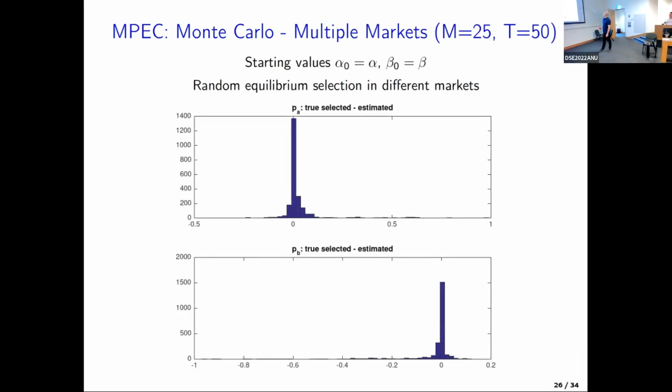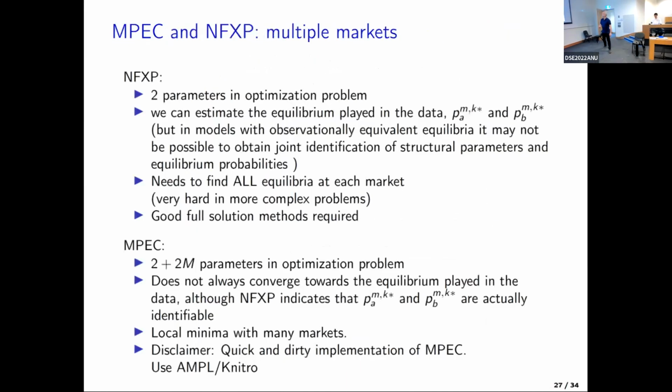Here is the implied investment probability, the true one minus the estimated one, and you can see it's not always getting the implied investment probabilities right. In fact, some of them are completely off over here. These are still equilibria, but they just arrived at some local maximum of the likelihood function. Anyway, here's a little bit of a wrap up.